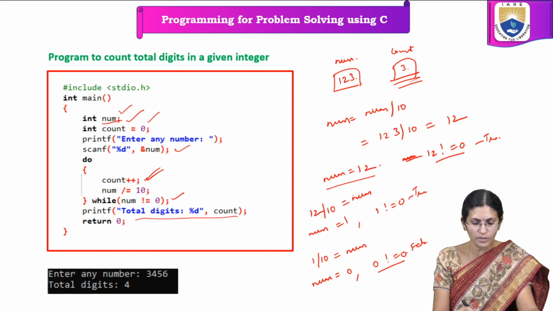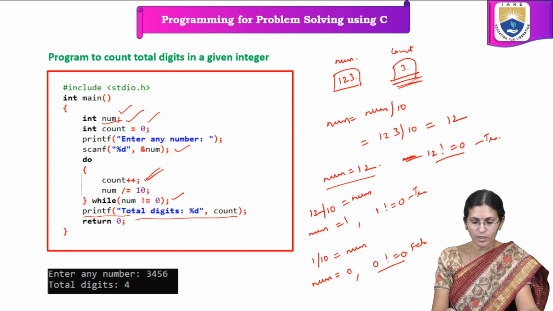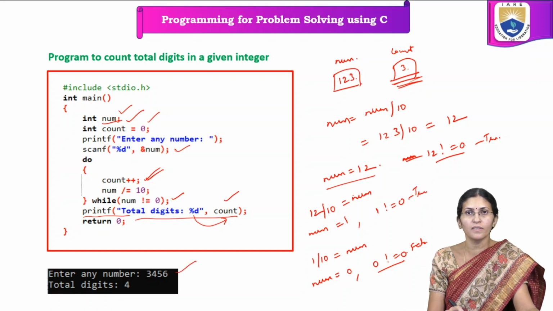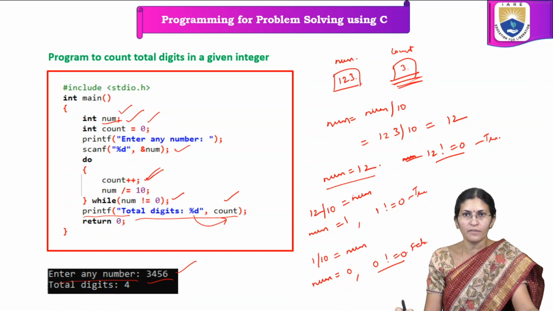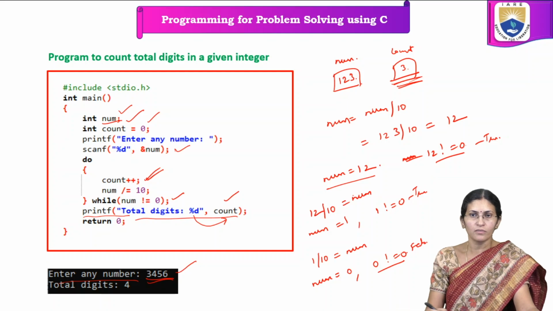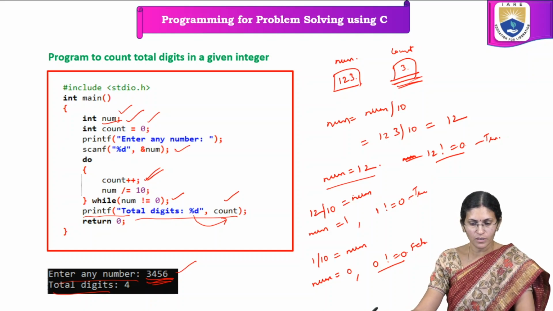So after the do while loop, this is the printf statement with the help of which we can print the count value. So total digits is %d value gives the value of the variable count. So in this way, if you run the program, this will be prompted on the screen. Enter any number. Suppose the user is entering 3, 4, 5 and 6. So in this we have 4 digits, 1, 2, 3 and 4. So therefore we can say that the output of this program is total digits is equal to 4. So in this way we can write the program to count the total digits in a given integer.